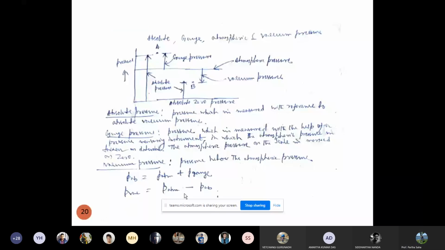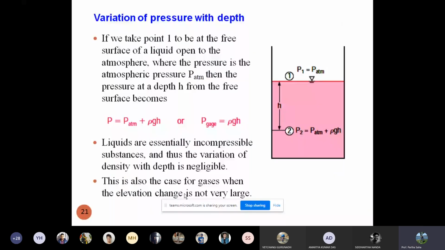Now, if I take point 1 to be at the free surface of a liquid open to the atmosphere, where the pressure is the atmospheric pressure P atmospheric, then the pressure at a depth h from the free surface will be due to the height of the liquid. So here the pressure at position 1 is atmospheric pressure. But what will be the pressure at P2? Because of the height of the liquid, that has to be added.